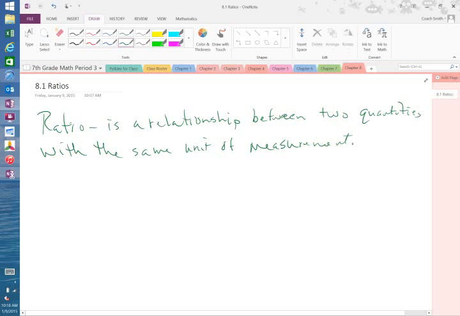Now, don't get where you're just thinking unit of measurement like feet, yards, stuff like that. That's not what I'm talking about. That is one thing, okay? But when I'm talking about units of measurement, I'm talking about, for example, the ratio of boys to girls. That's the same unit of measurement in that we're all humans. So that's what I'm talking about.